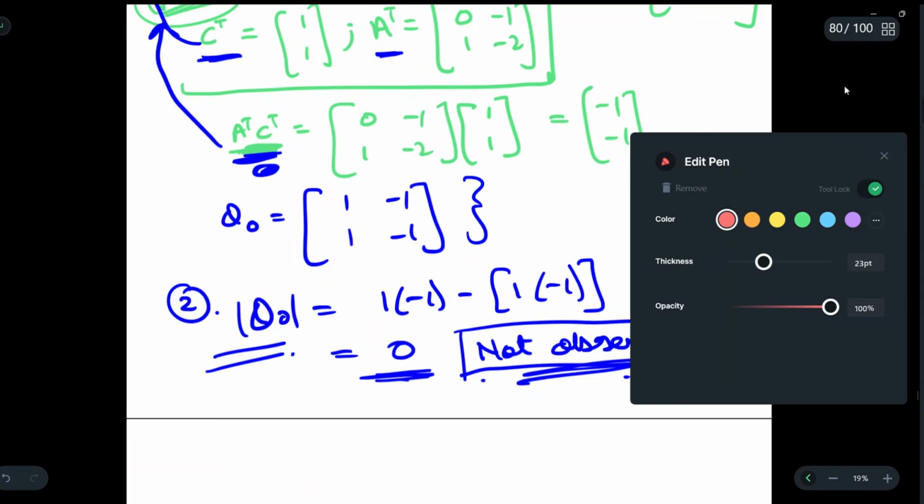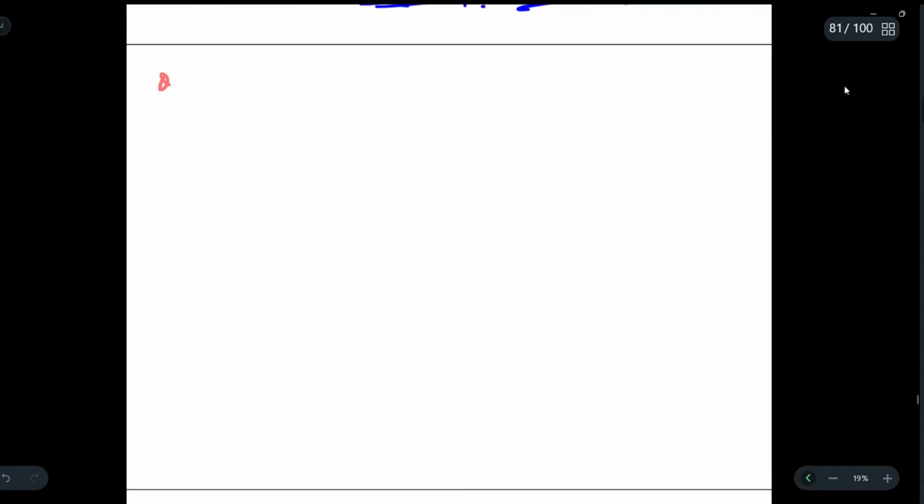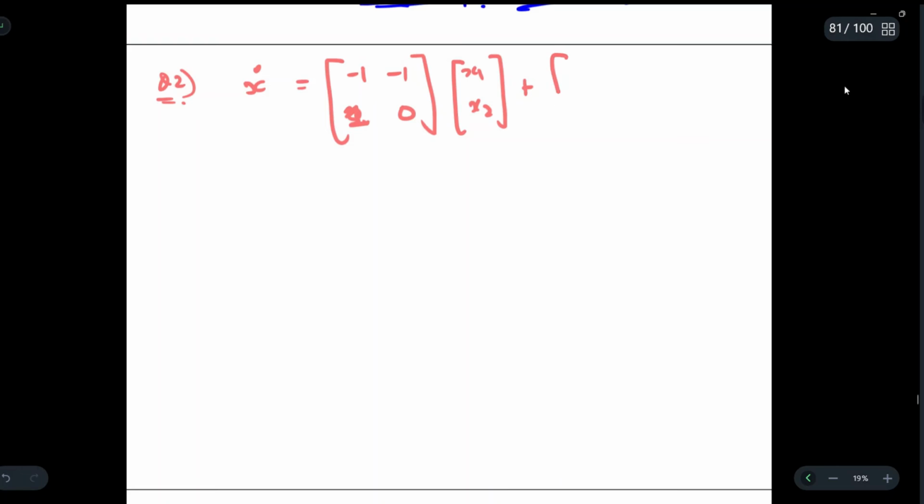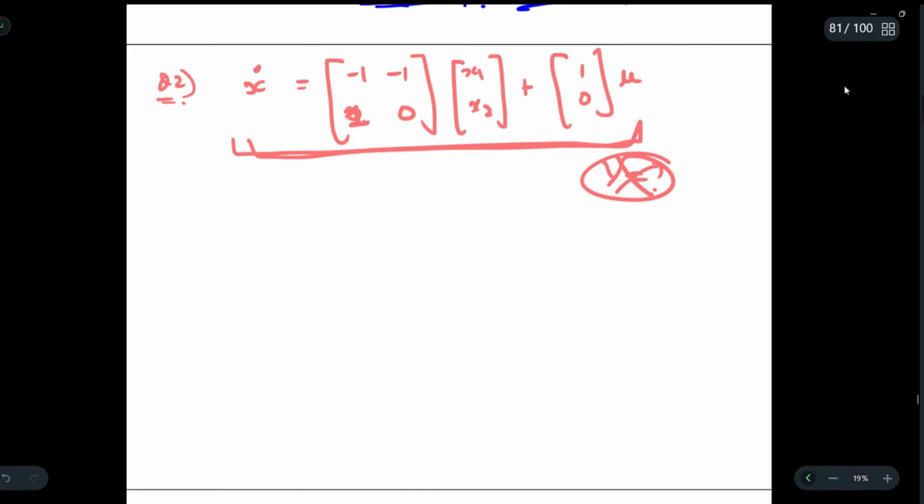That is question number 2. Now suppose in this question we are given x dot is equal to [minus 1, 1; 0, 1] into [x1, x2] plus [1, 0] into u. And over here we are not given the y matrix, we are only given the x equation. We are not given the y part. So we do not need that, because in this question we are only going to ask you the controllability.